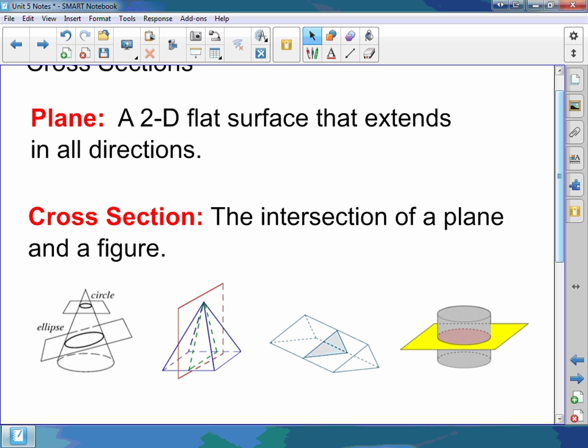So a plane, not the ones that fly, but geometrically, a plane is essentially a flat surface that extends infinitely in all directions, like a wall that just never ends. And a cross-section is what happens when one of these planes intersects a three-dimensional shape.